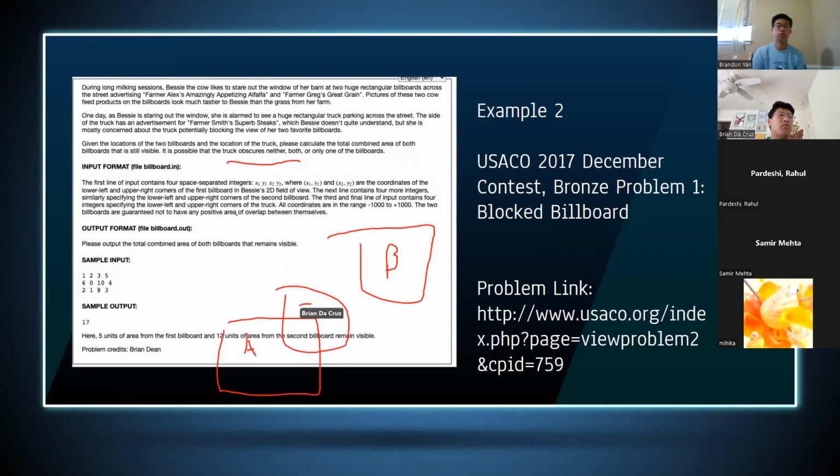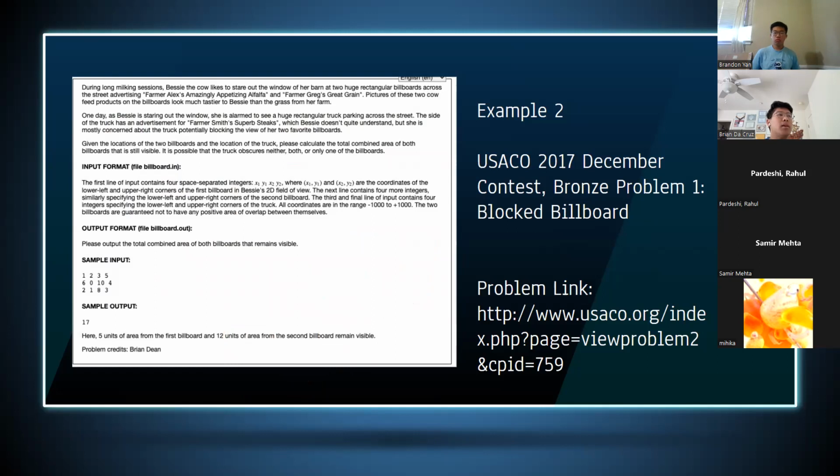A truck could go over one of the billboards, or the truck could cover both of the billboards over here, or something like this, right? It could overlap with both of them. So it's basically telling us to output the total area of both billboards that remain visible.